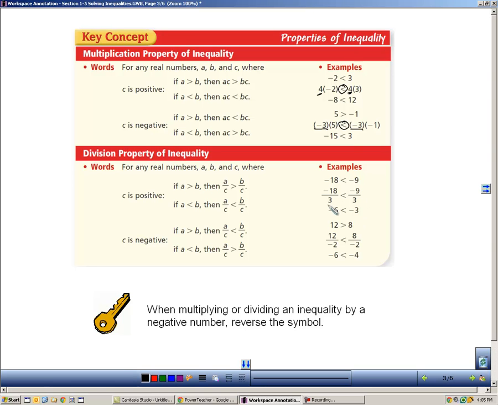Same thing for division. If you divide by a positive, everything's good. But if you divide by a negative, as in this step, you go from a greater than to a less than sign. And this is really the key to both of these properties. When multiplying or dividing an inequality by a negative number, reverse the symbol.